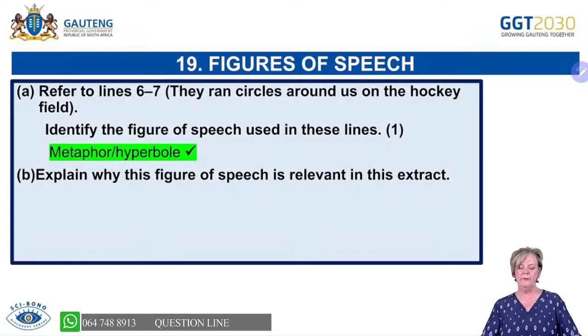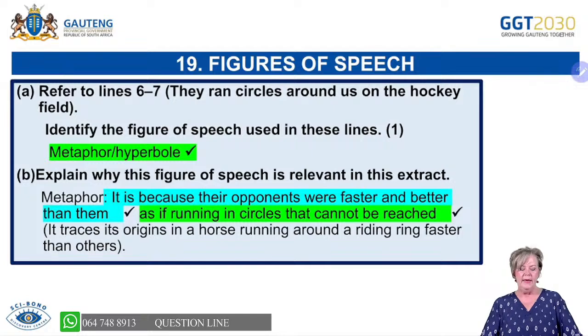Explain why this figure of speech is relevant in this extract. It is because their opponents were faster and better than them, 1 mark, as if running in circles that cannot be reached. It traces its origins in a horse running around a riding ring faster than others. Right, so very important, be specific, state the obvious, and then explain.